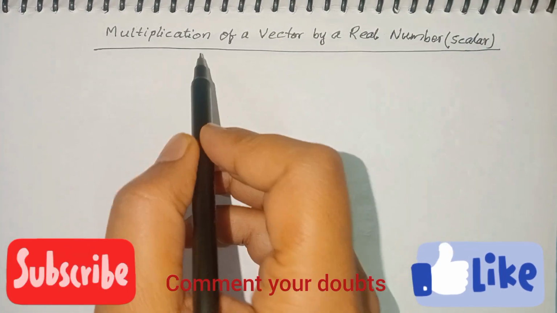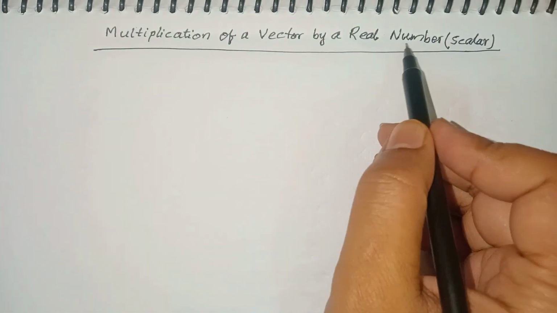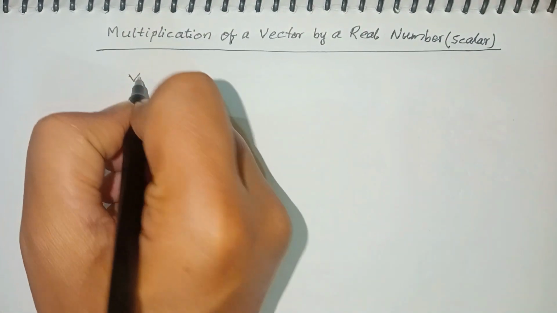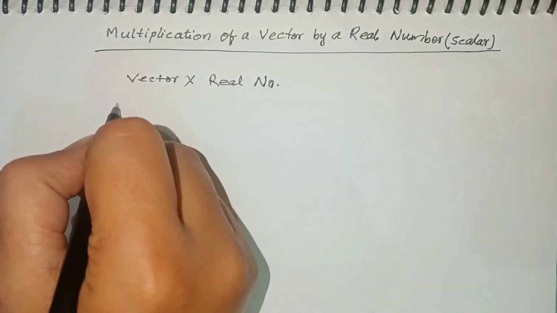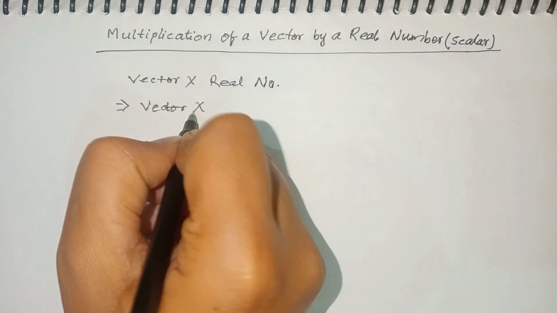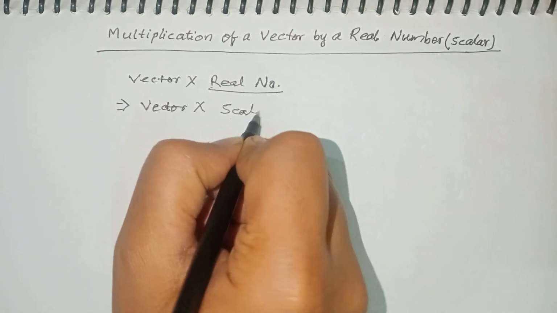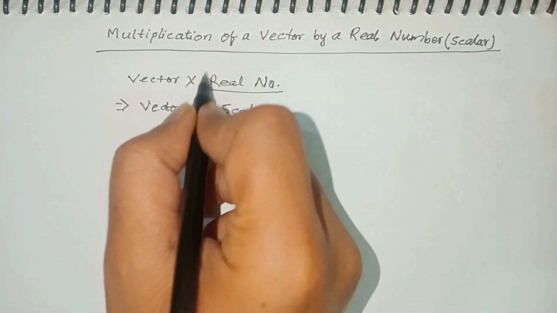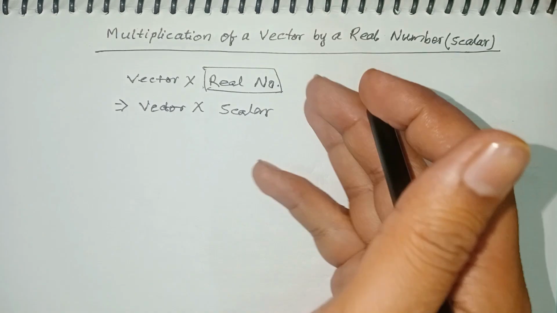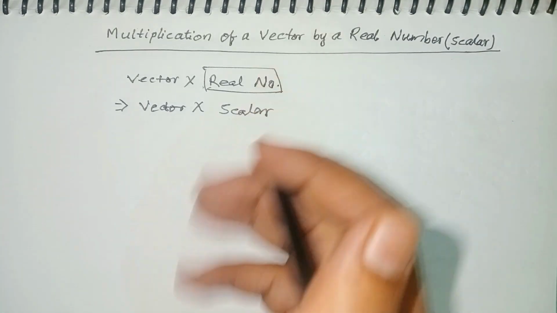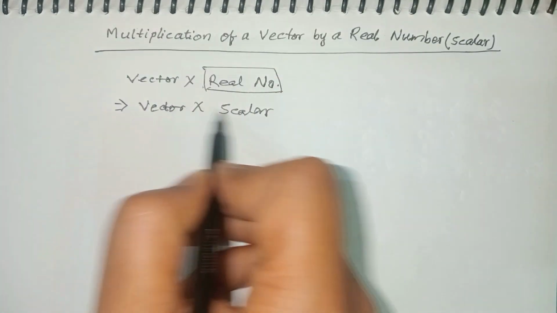Let's study the topic multiplication of a vector by a real number. It means a vector into a real number. A real number means a scalar, so it is a vector into a scalar, because real numbers don't show any direction. They have only magnitude.